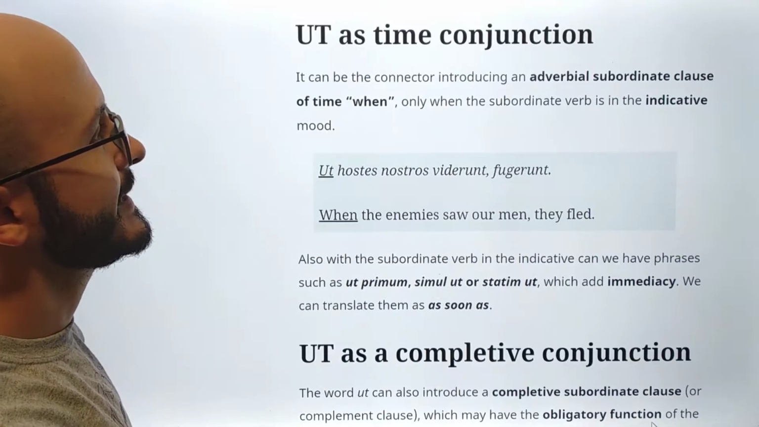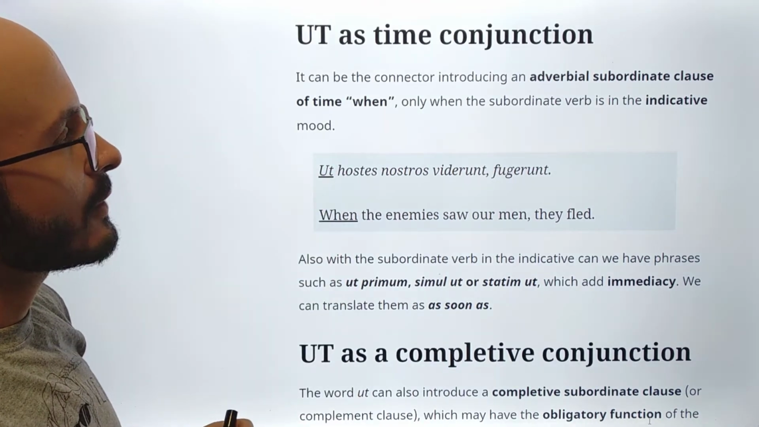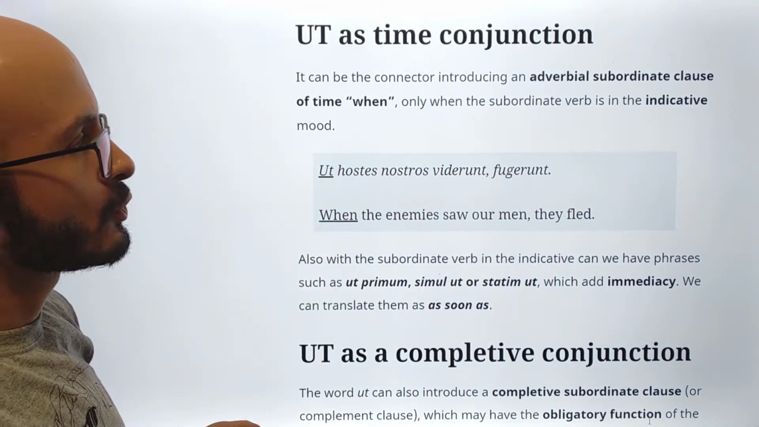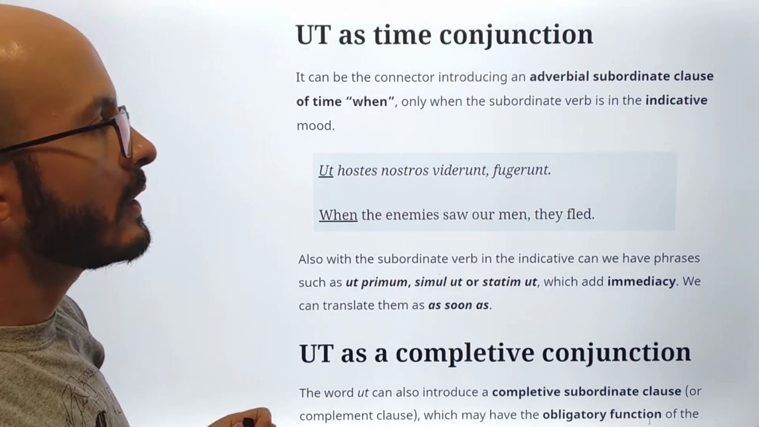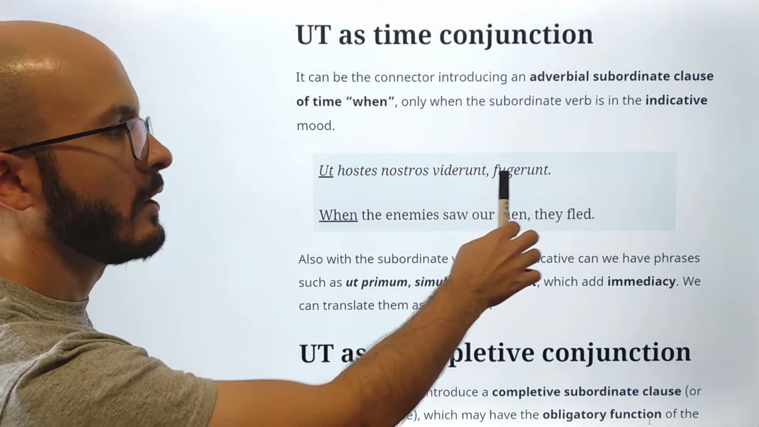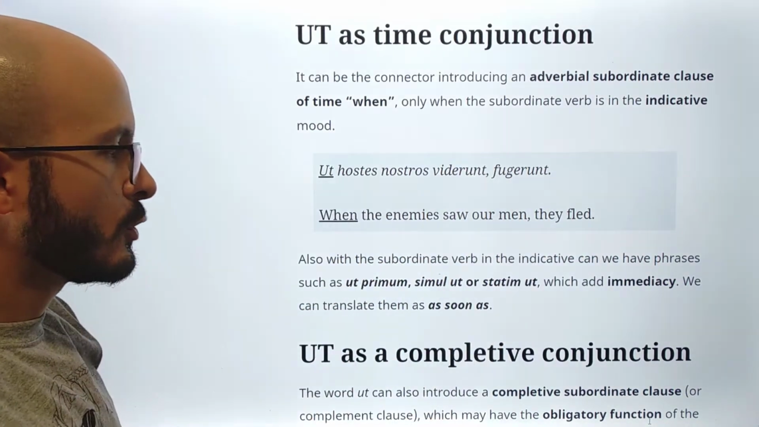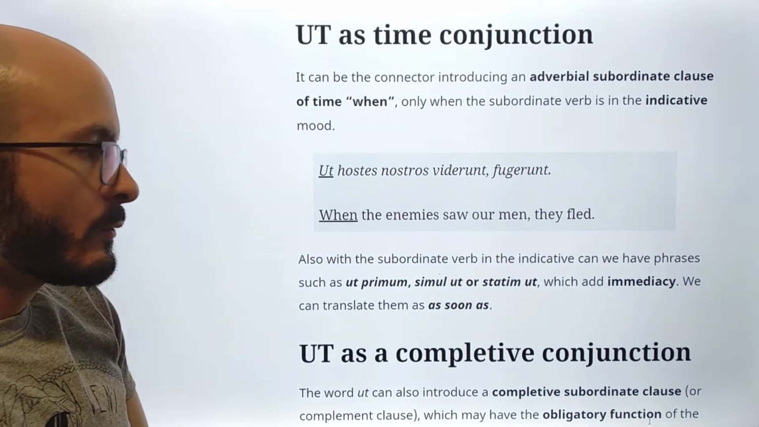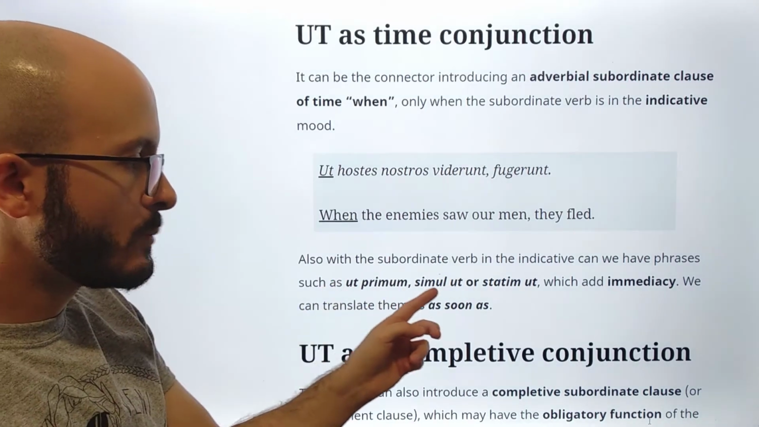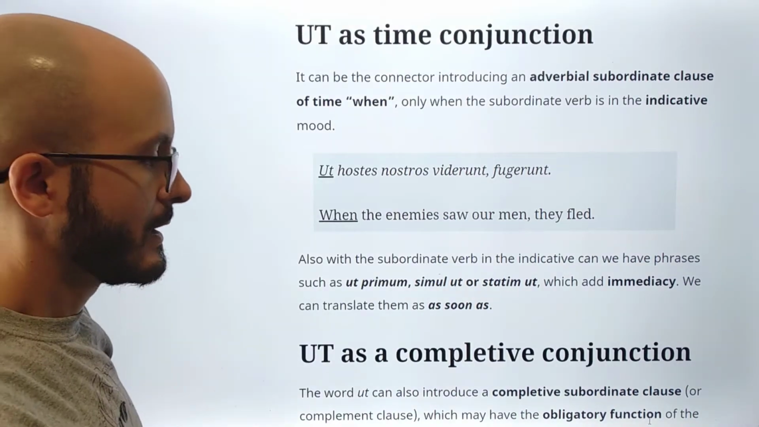Now, let's go a bit deeper. Ut as time conjunction. It can be the connector introducing an adverbial subordinate clause of time only when the subordinate verb is in the indicative mood. Ut hostes nostros viderunt, fugerunt. When the enemies saw our men, they fled. Also with the subordinate verb in the indicative, we can have phrases such as ut primum, simul ut, or statim ut, which add immediacy. We can translate them as soon as.